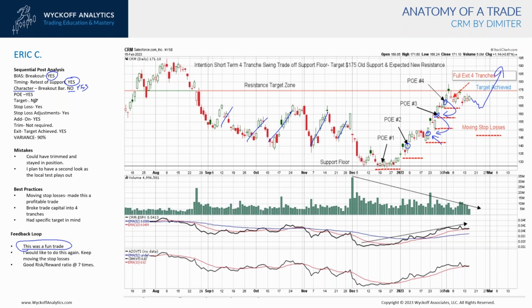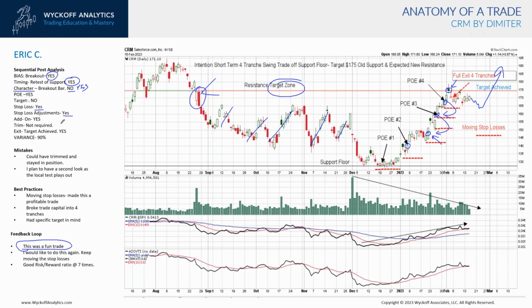Target. Well, I don't know about that. I mean, to me, this is the target, and he says the target zone here. So maybe he means that he didn't exit right on this bar. Well, okay, we want to sell at resistance.